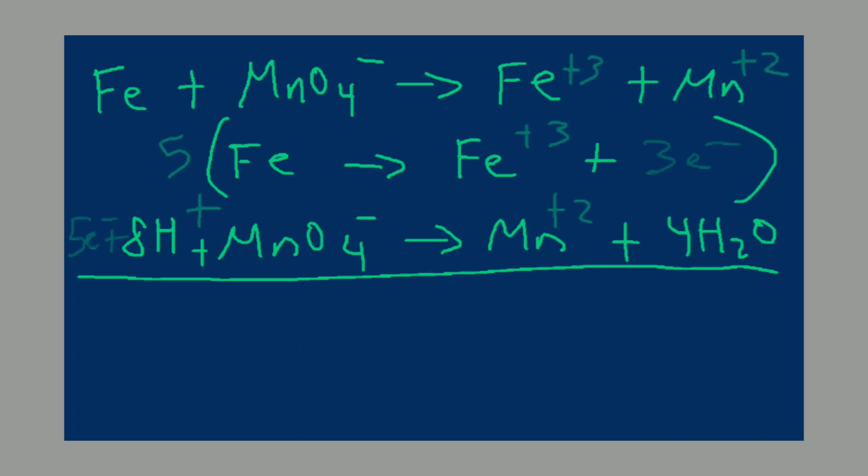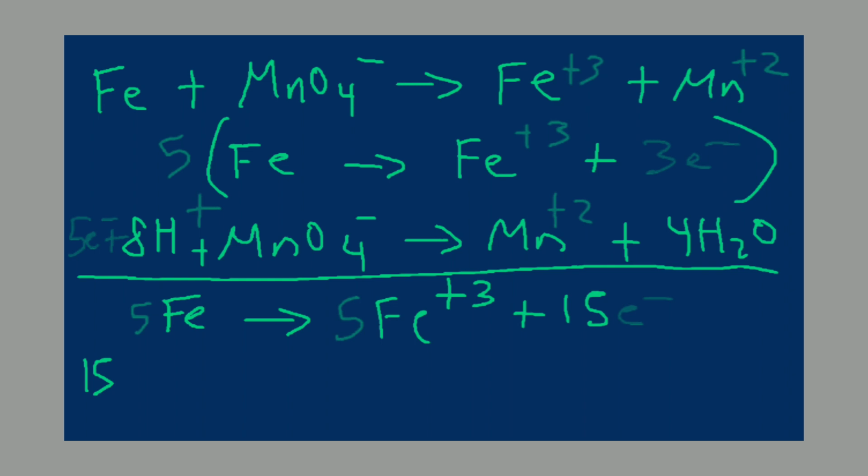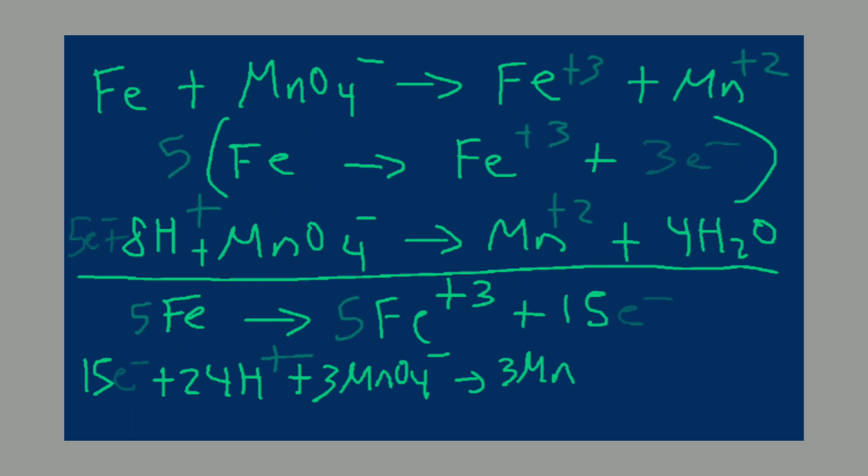So if we multiply the first half reaction by 5, it's going to be 5 Fe and 5 Fe plus 3 and 15 electrons. Now for the second one, if we multiply everything by 3, we're going to have 15 electrons. 8 times 3 is 24, so 24 H plus ions, 3 permanganate ions, 3 of these as well, and then 4 times 3 is 12, so we need 12 H2O molecules.